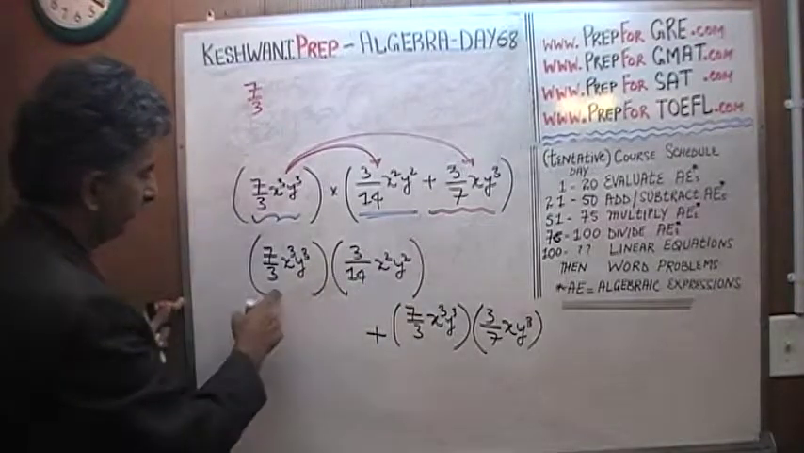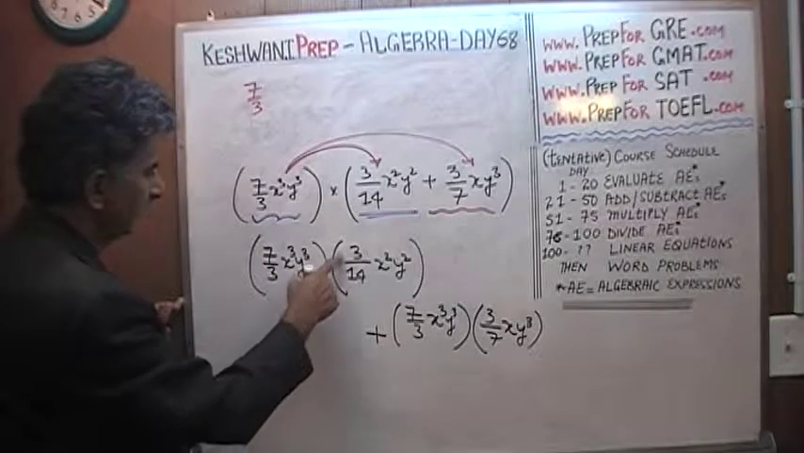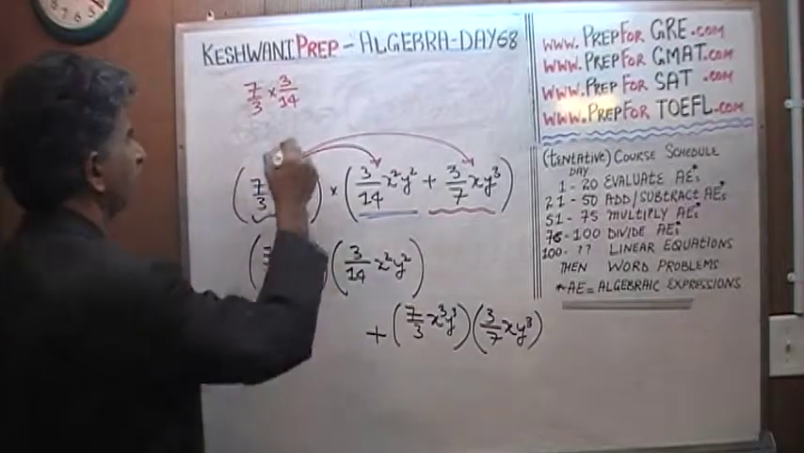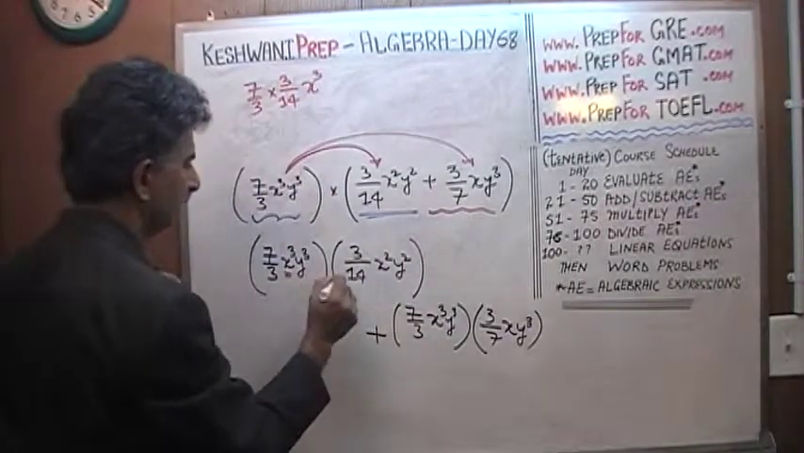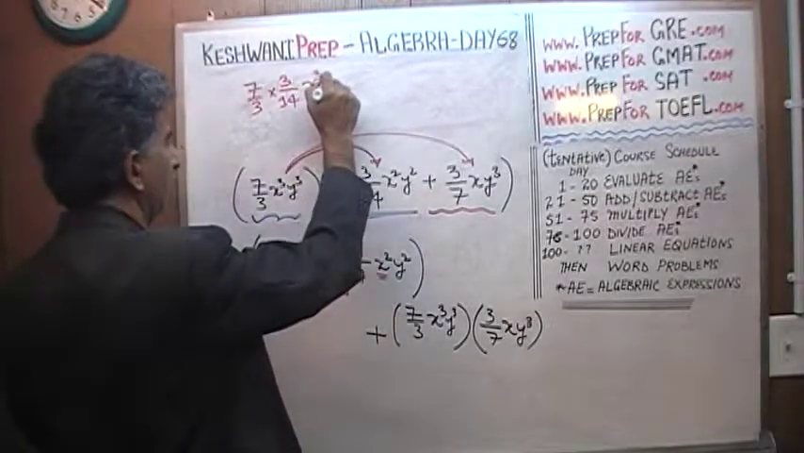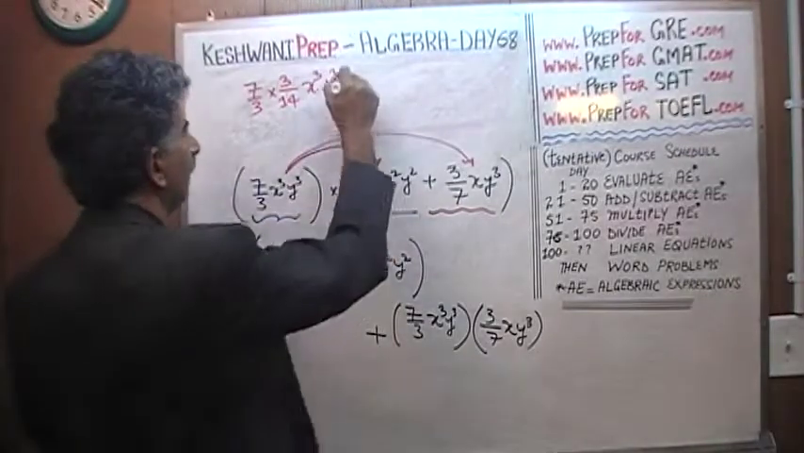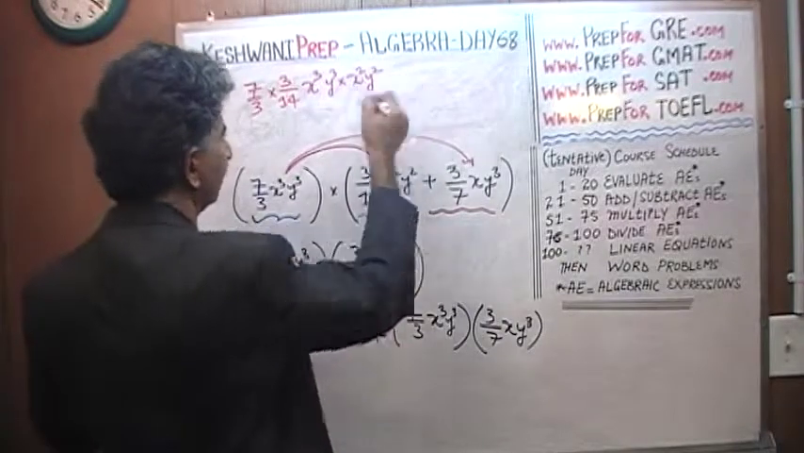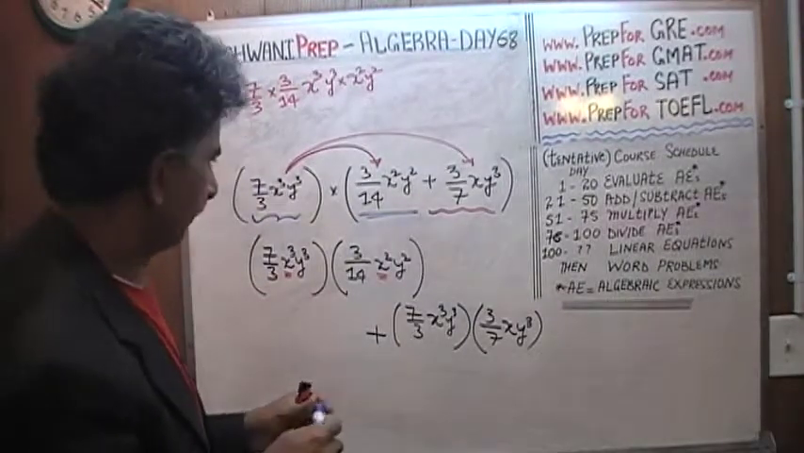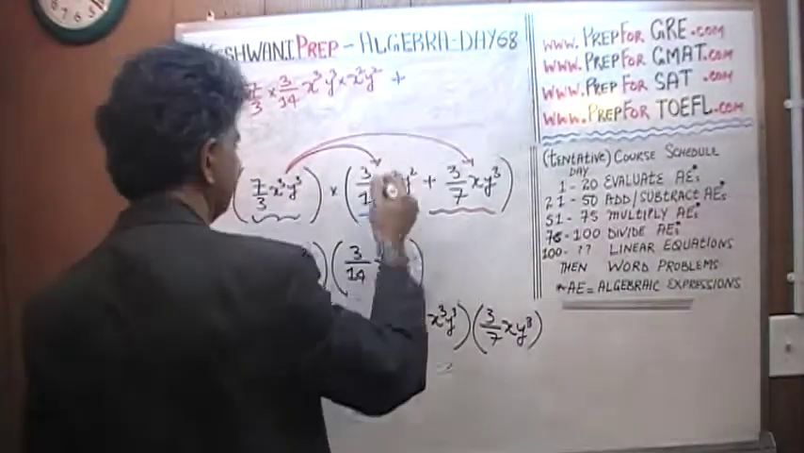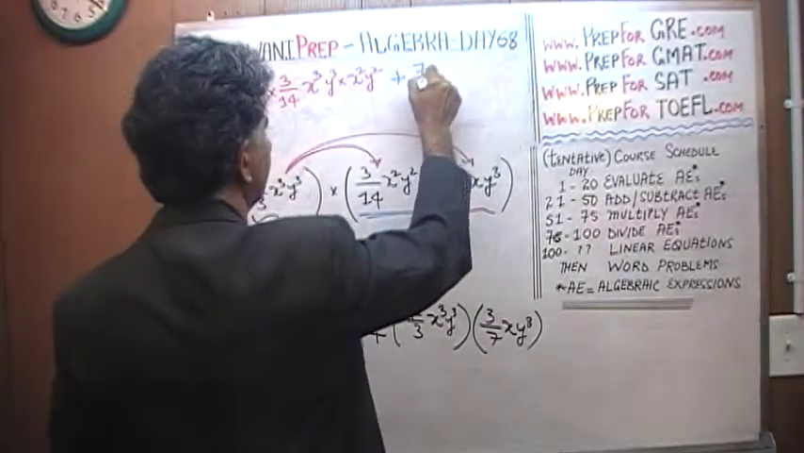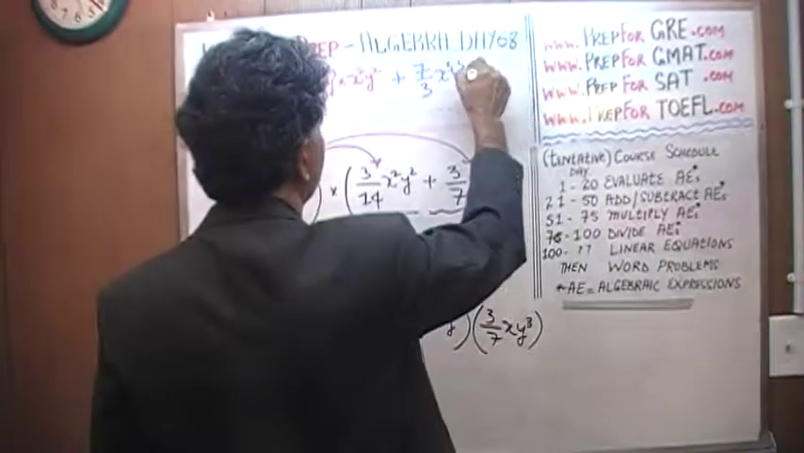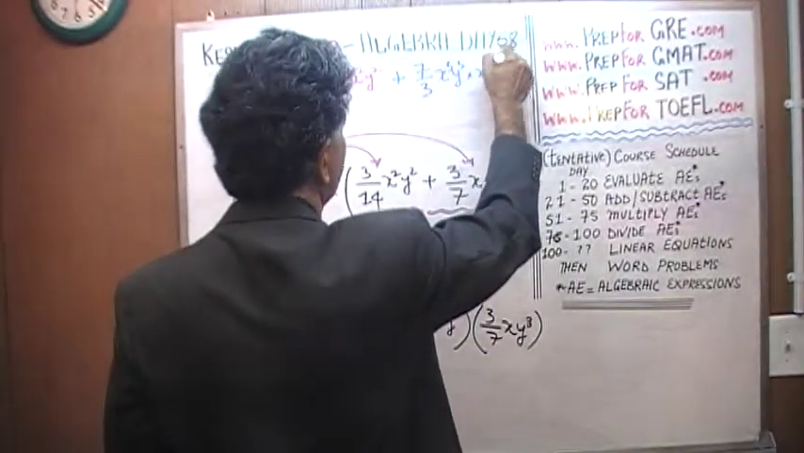Let's multiply the numerical values first, the coefficients first. 7/3 times 3/14, then x cubed times x squared, y cubed times y squared. So that's the first term. Now the second term: plus 7/3 x cubed y cubed times x times y to the third.